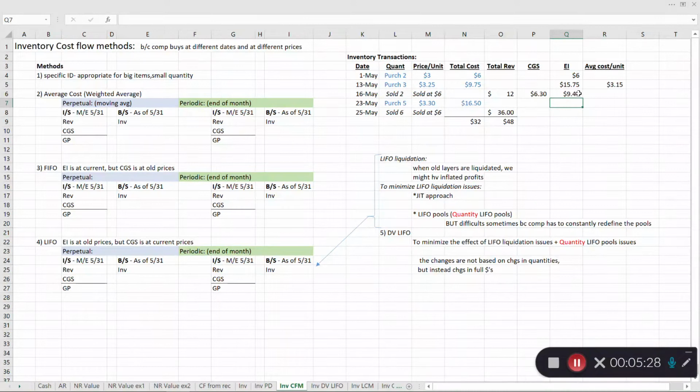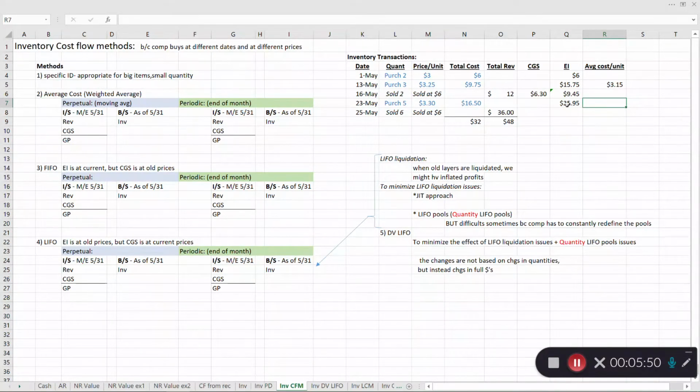Later on, when I buy more merchandise, 5 units at 330, that's going to add to my total here. So I'm going to have 945 plus 1650 for that new purchase. And now I need to do a new average.